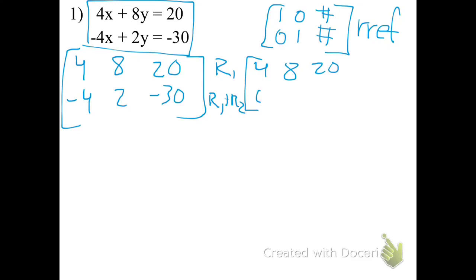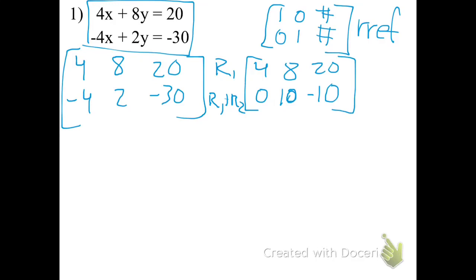So you're going to take these two rows and add them up. 4 plus negative 4 is 0. 8 plus 2 is 10. And 20 and negative 30 is, sorry, negative 10. Yeah, it looks like a 16. Okay, now we're at this point.